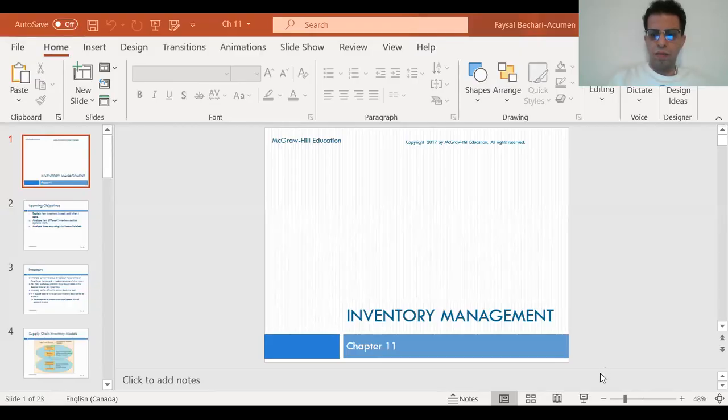Okay, let's start the chapter. In this chapter, we'll be talking about inventory management and why inventory management is important in operations.